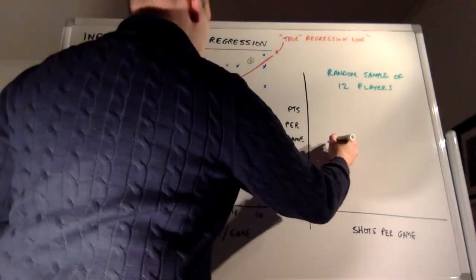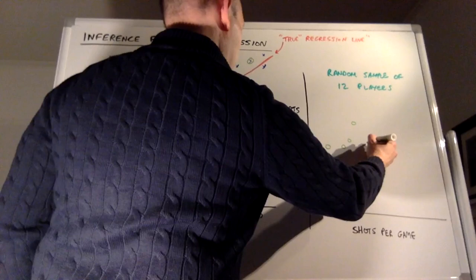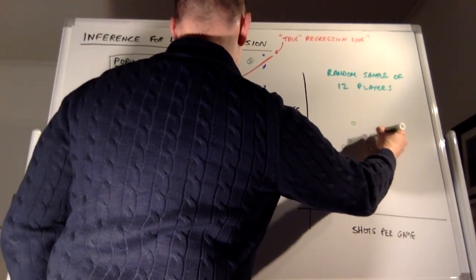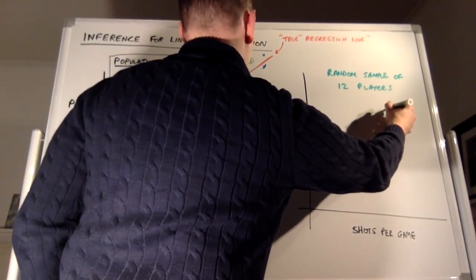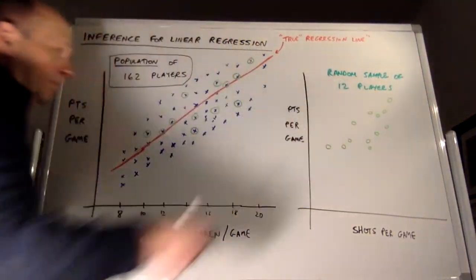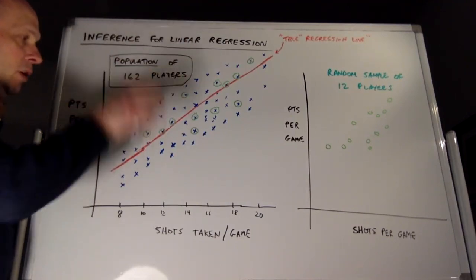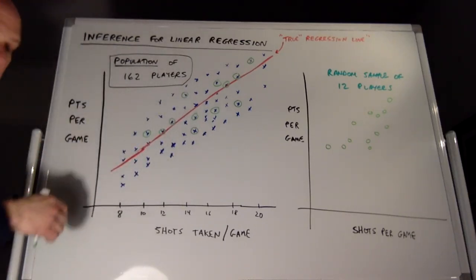Whatever that's going to look like when you plot your sample, I'm just going to draw what it kind of looks like. Okay, so it looks something like this. But that's the idea. So you're taking 12 points out of 162, and that's your sample from your population.